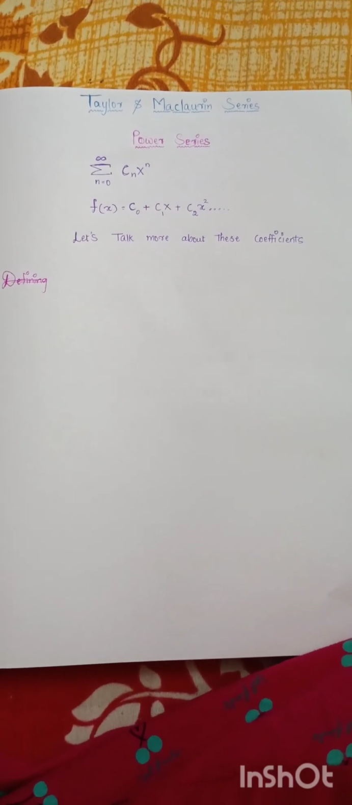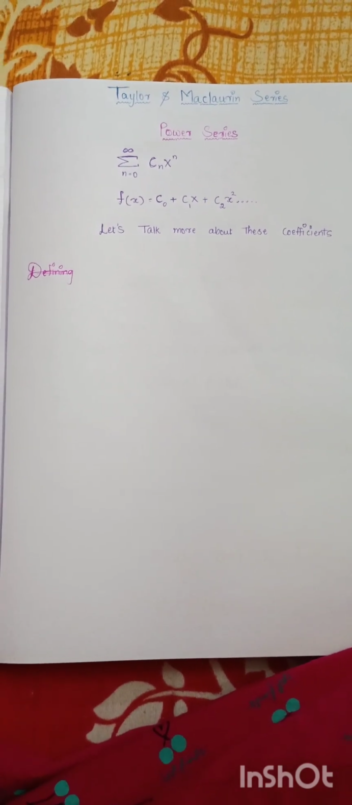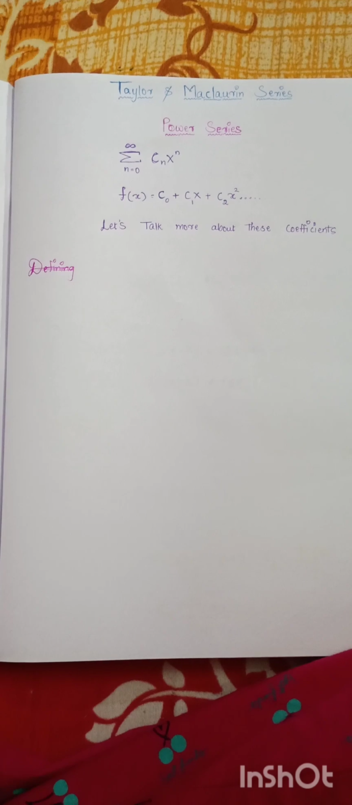Guys, today we are going to discuss the topic of Taylor and Maclaurin series. These were series in the following form: the sum of c sub n times x to the n from 0 to infinity. We mentioned that the sum of a power series can be represented by a function with terms involving each power of x all the way to infinity.